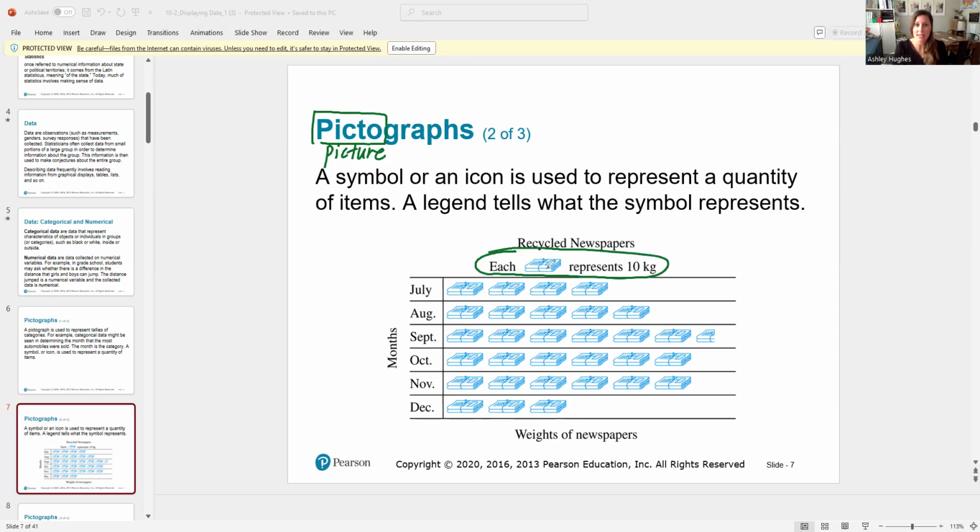Each of these little stacks of newspapers represents 10 kilograms. So this is not just 1, 2, 3, 4. It's not 4 in July. It's 4 times the 10, which would give us 40 kilograms in July. So just be careful that you pay attention. This is the key for pictographs. That is pictographs. Let's look at the next one.